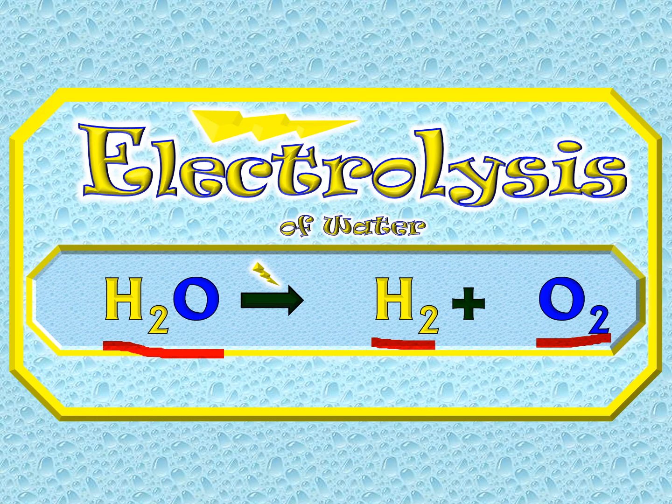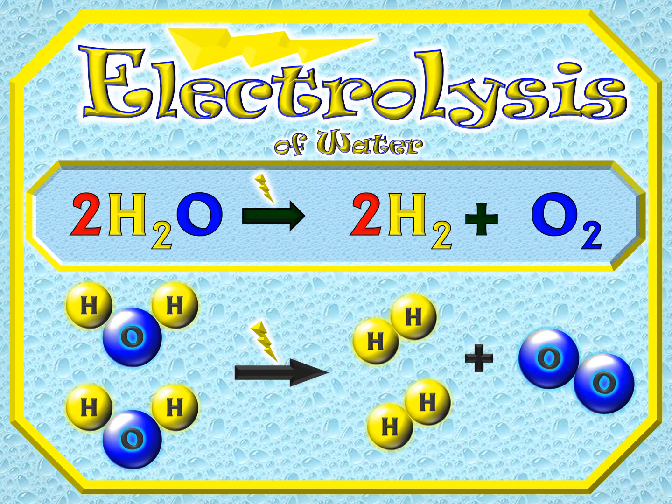Okay, obviously this is not the balanced version. So let's look at the balanced version, and you can see that it takes 2 water molecules to make 2 hydrogen molecules and 1 oxygen. You can see that the 2 oxygen atoms went into the oxygen molecule. These 2 hydrogen atoms went into this hydrogen molecule, and the other 2 went into this one.